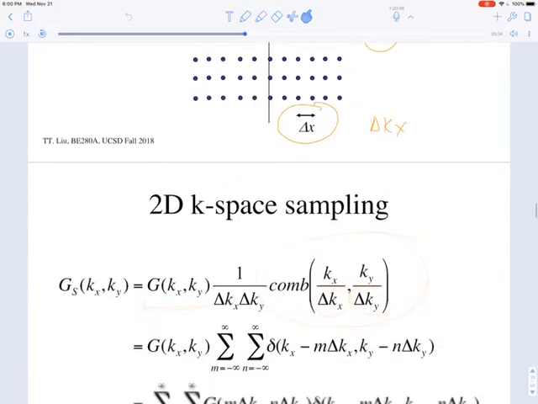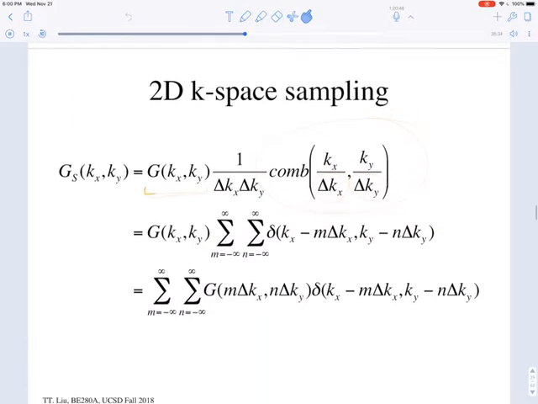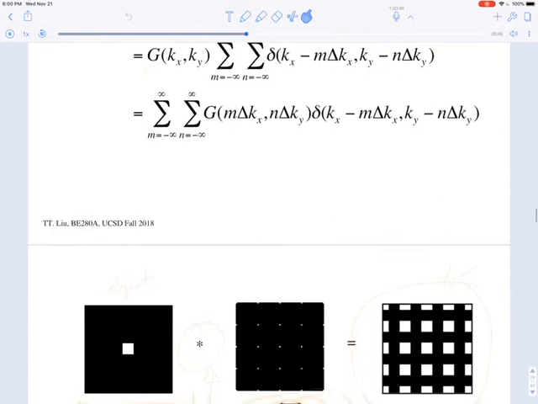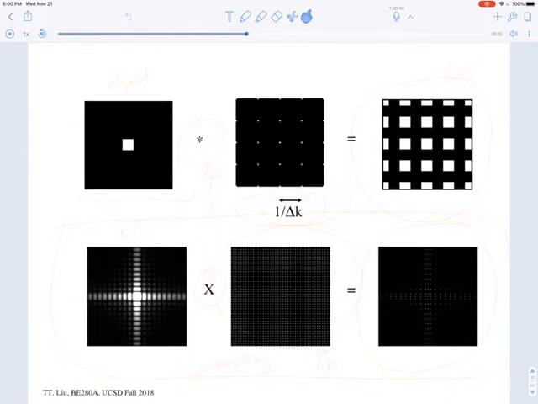And so this is sort of what we're going to do. We're going to take our object here, g of kx, ky, and we're just going to multiply it by this comb function that has spacing of delta kx and delta ky. And that's all we're going to do. All right? So this is what the picture looks like. So we've sort of gone through the math, so the rest of the lecture is just really focusing on how do we apply it and what's the big picture.